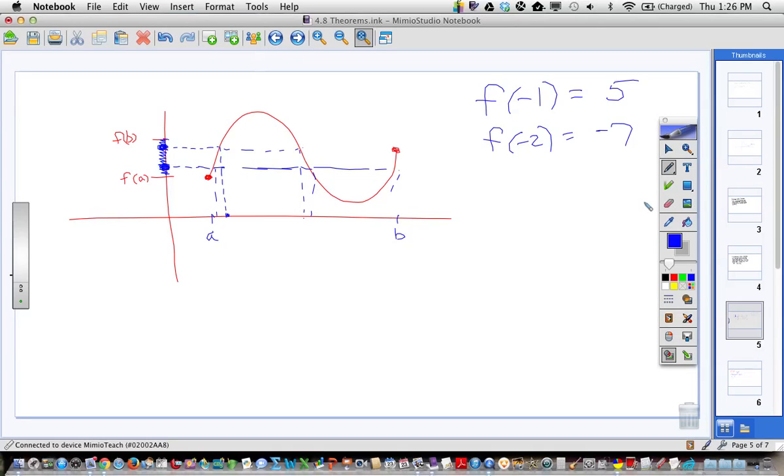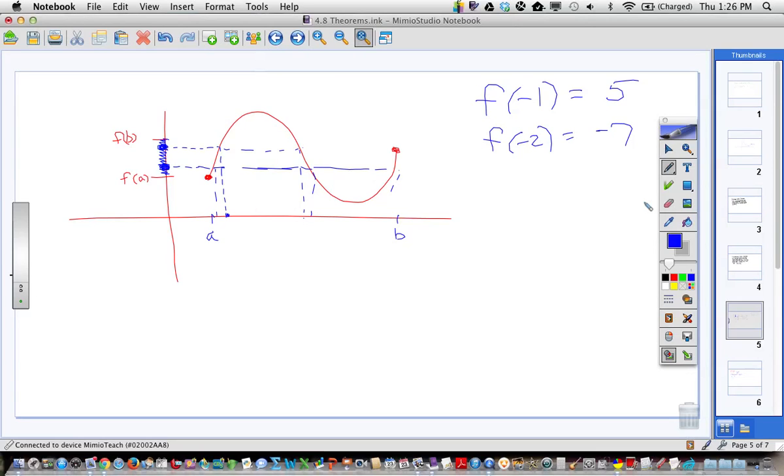Because what if that function would have been 5 and then jumped down to be -7? How did we know it didn't do that? Because it was a polynomial function, and polynomial functions are continuous. So that's really where this theorem comes in.